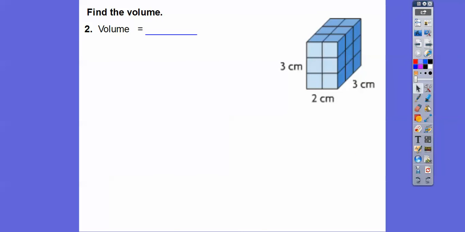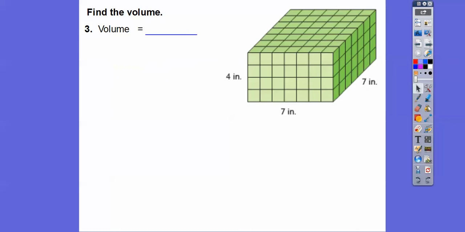Here, the volume, we're going to do 2 times 3 times 3. So 2 times 3 is 6, and then 6 times 3 is 18. So here it's 18 cubic centimeters.